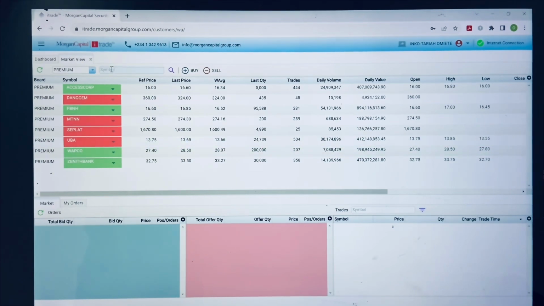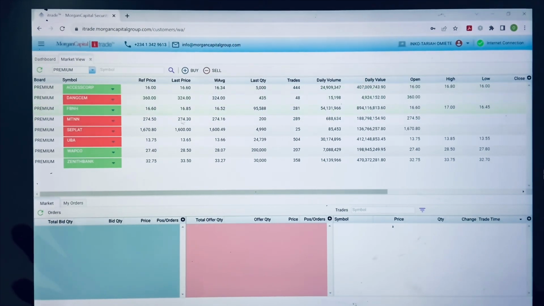And here we are. Now you find Access Corporation, Dangote Cement, FBN Holdings, which is First Bank Holdings, MTNN, which is MTN Nigeria, Seplat, the local oil exploration and production company, and then you have UBA, WAPCO, West African Portland Cement Company, also known as Lafarge, and then you have Zenith Bank. These are the companies listed on the premium board.